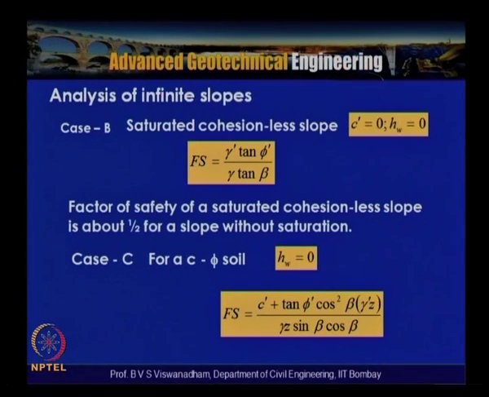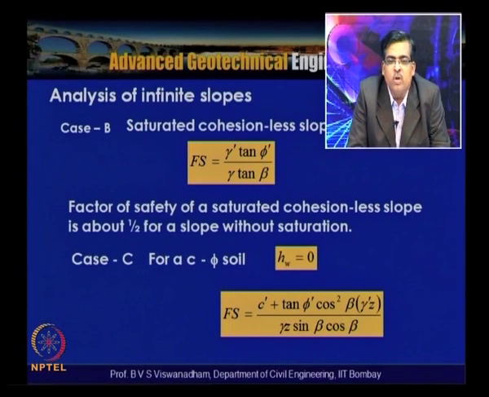In the analysis of an infinite slope, this is the case of a saturated cohesionless slope where C dash is equal to 0, HW is equal to 0. When you substitute in the general expression, the factor of safety is given by gamma dash tan phi dash divided by gamma tan beta. That means the factor of safety of a saturated cohesionless slope is about half of the slope without saturation. So in the case of a saturated slope, the factor of safety is 50% of a slope without saturation.